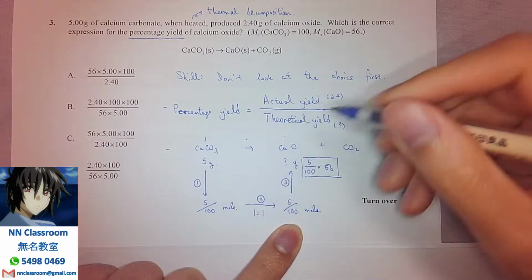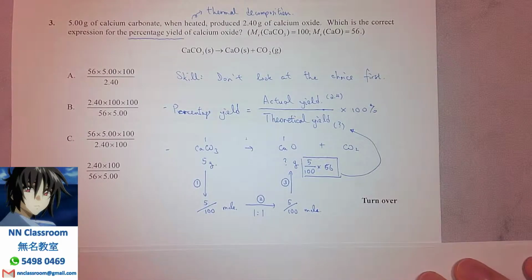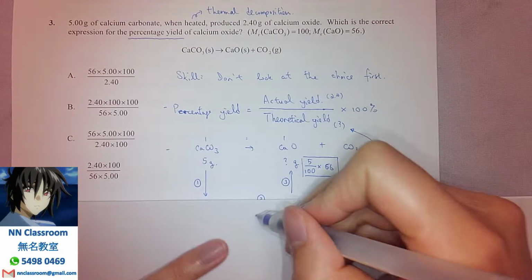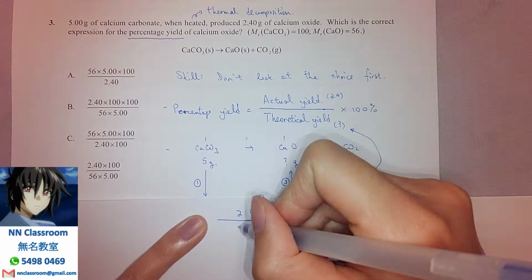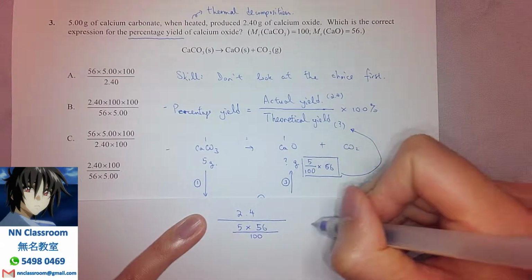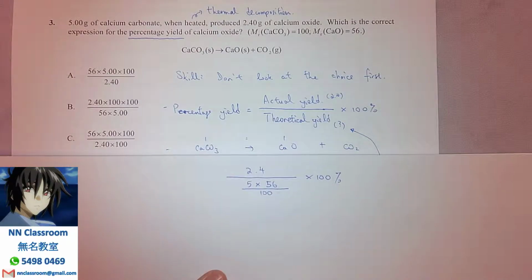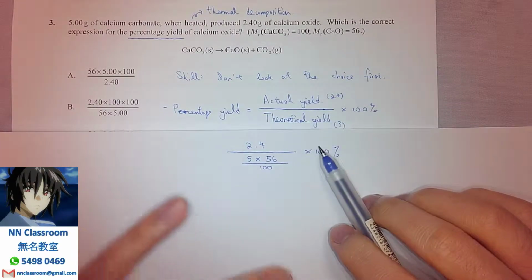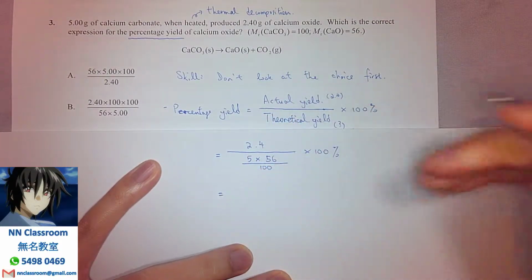And this theoretical yield is supposed to be put in the denominator, right? So all in all, we have this expression: the actual yield, which is 2.4, over the theoretical yield, which is 5 times 56/100, and at the end multiplied by 100%. Right, so this is what we expect for the answers. Then the next step is to simplify it.